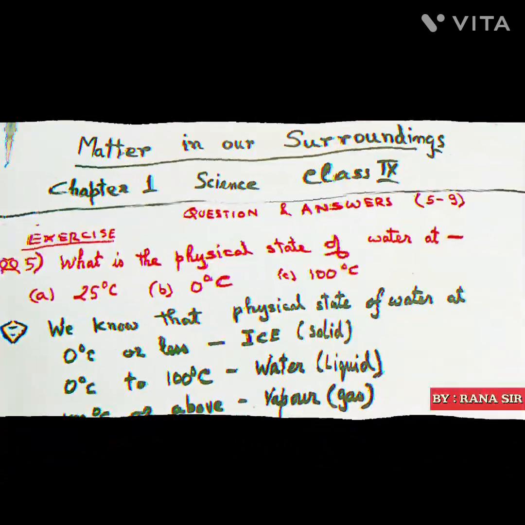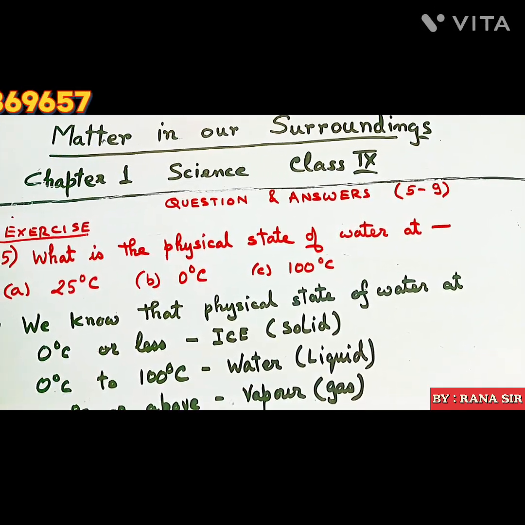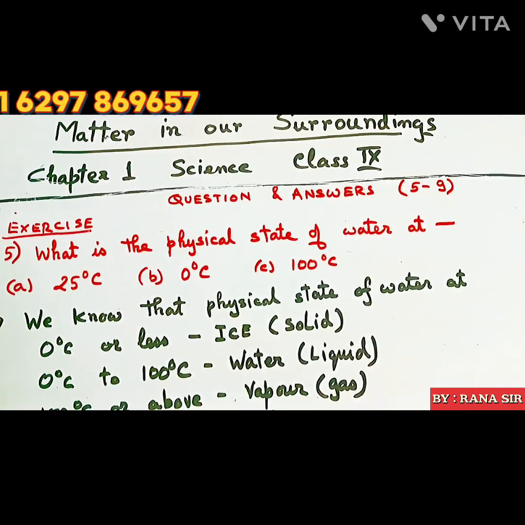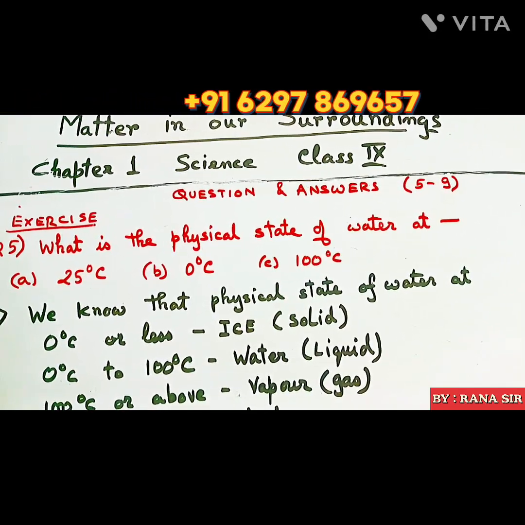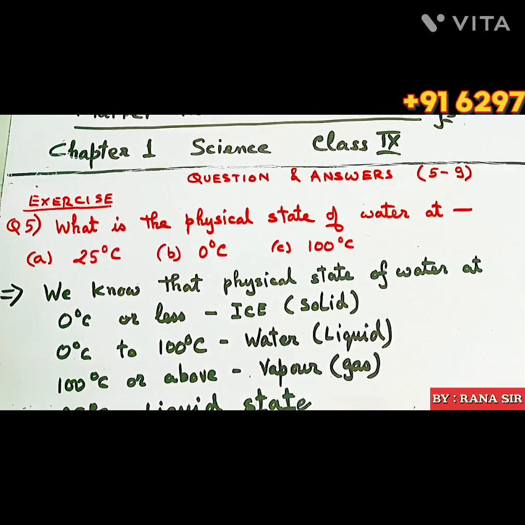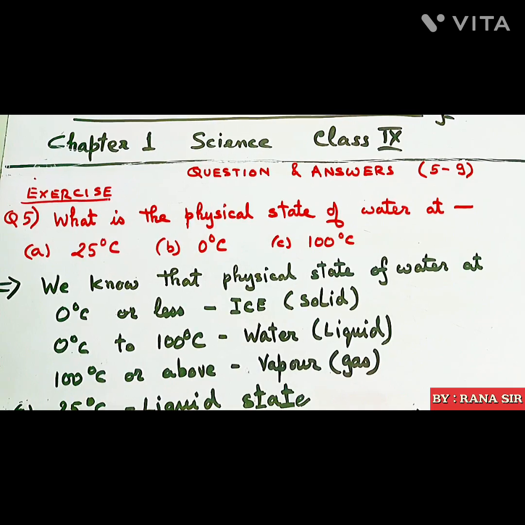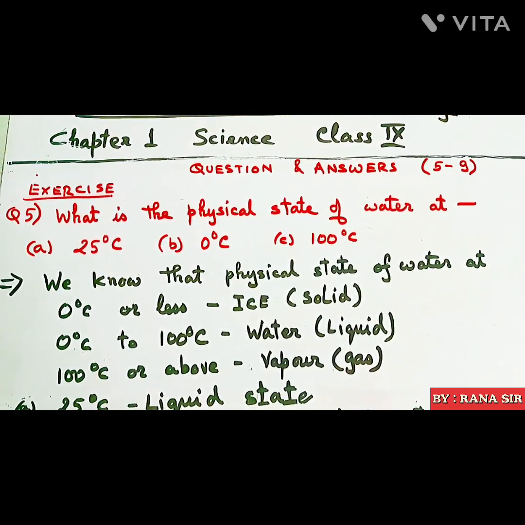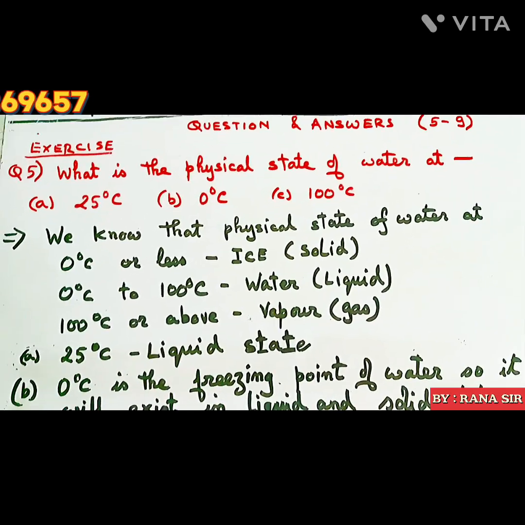Hello students, I'll be discussing matter in our surroundings, class 9, chapter 1, science, question answers from question number 5 to question number 9. So question number 5: what is the physical state of water at A) 25 degrees C, B) 0 degrees C, C) 100 degrees C? So let's go to the answer.